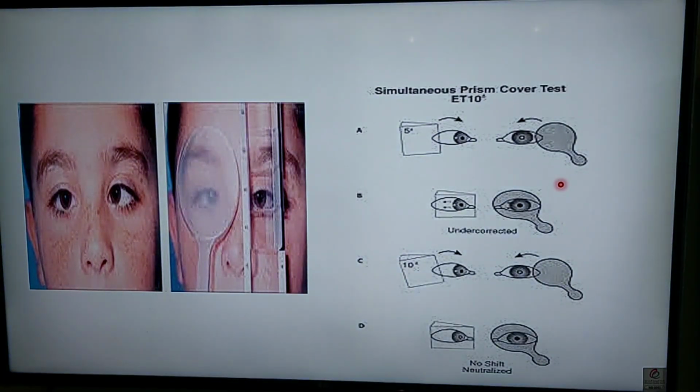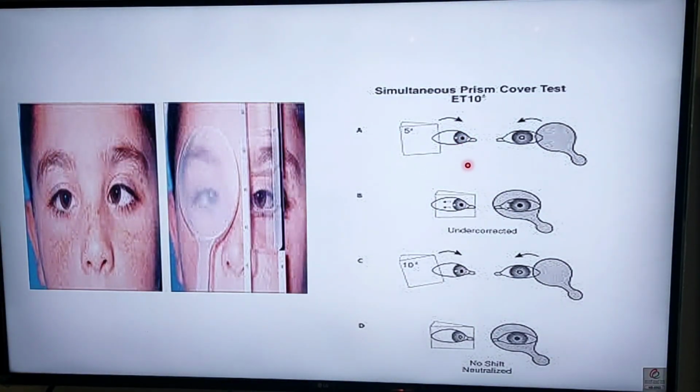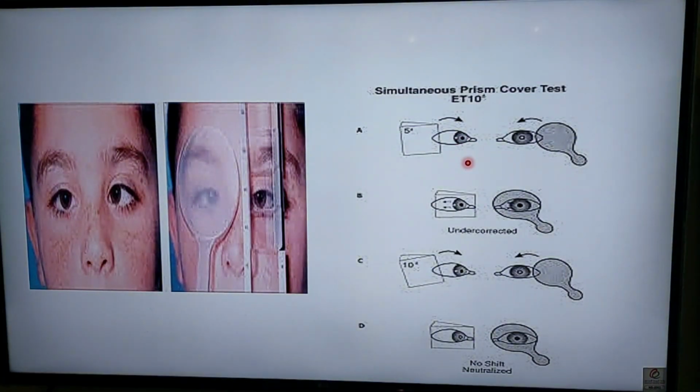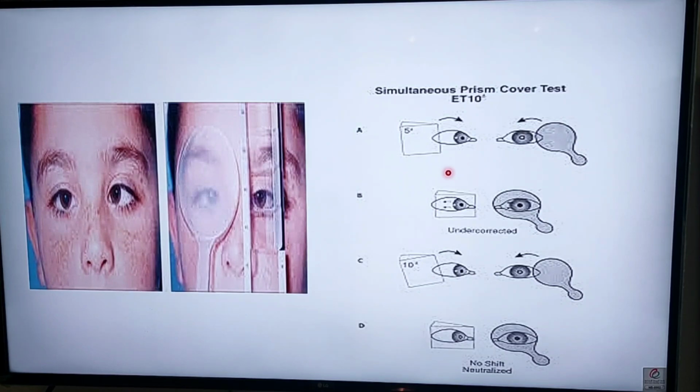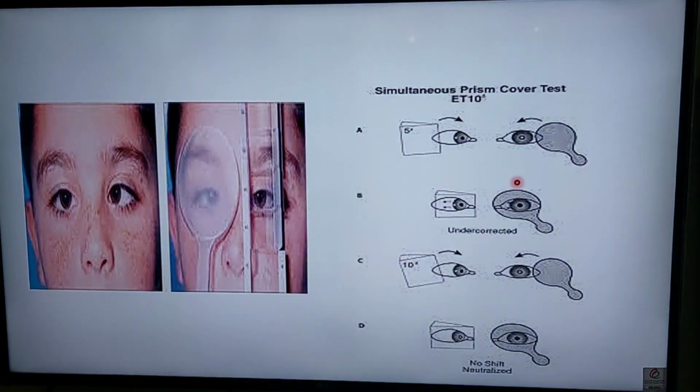After you've done your alternating cover test, you'll place the prism. Now, can anybody tell me what would be the direction of a prism if there's esotropia? Towards the deviation, yeah. So the apex will be towards the deviation. If it's an esotropia, you're using a base out prism. So you'll place the prism in front of the eye and you'll perform the alternate cover test.